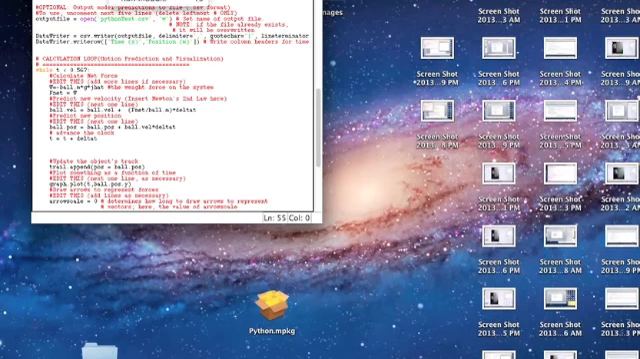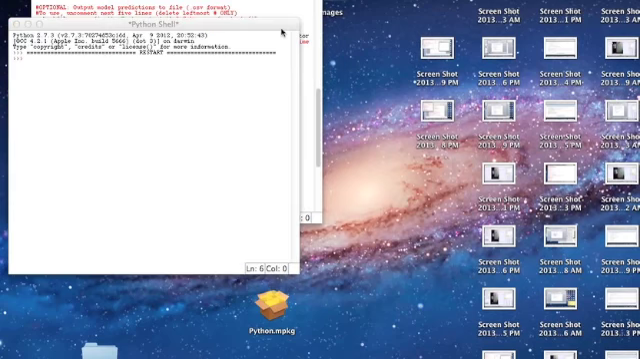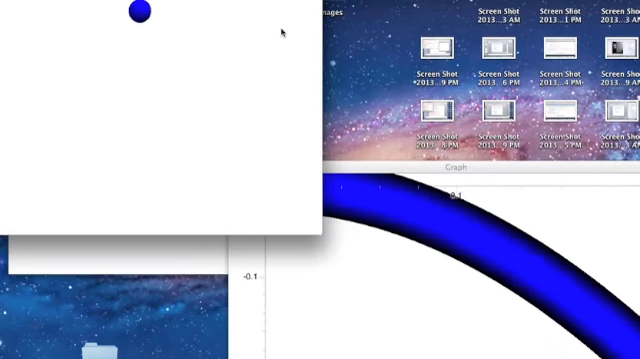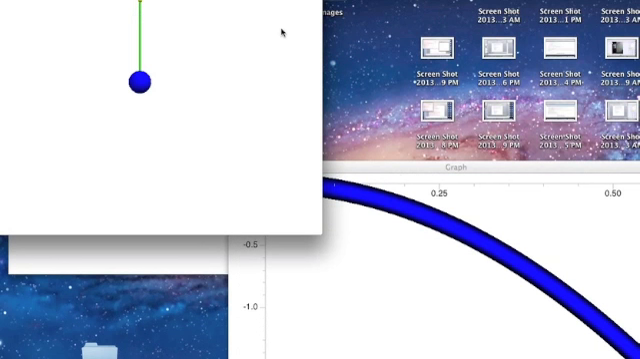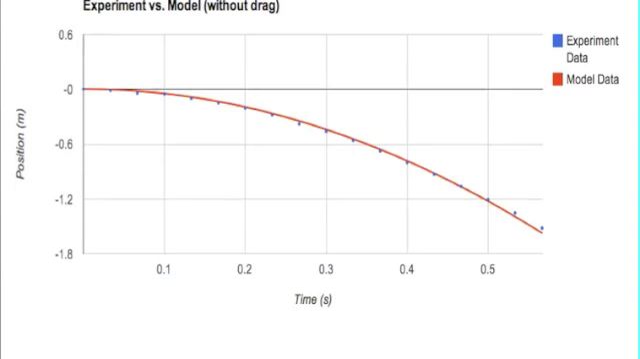Here is what it looks like when I run my model. This is my position versus time graph comparing my experimental data to that of my computational model data. The two are similar, but as you can see, there are slight discrepancies.